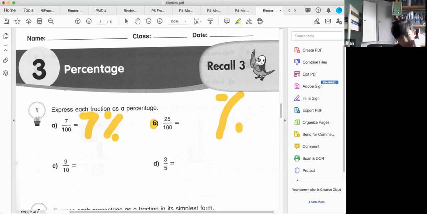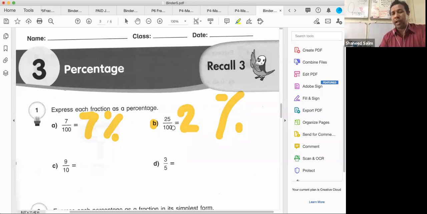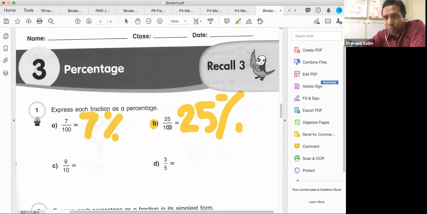B. Denominator 100 there. So you don't need to times anything. It's 25%. Why? Because 25 over 100 is 25%. This is what a fraction is. The only thing is they write it in a special style. They say every time we have denominator 100, I want to write it like that. Style lah.